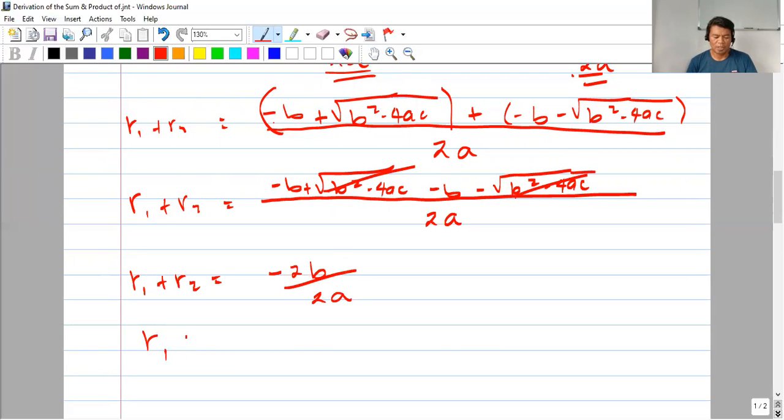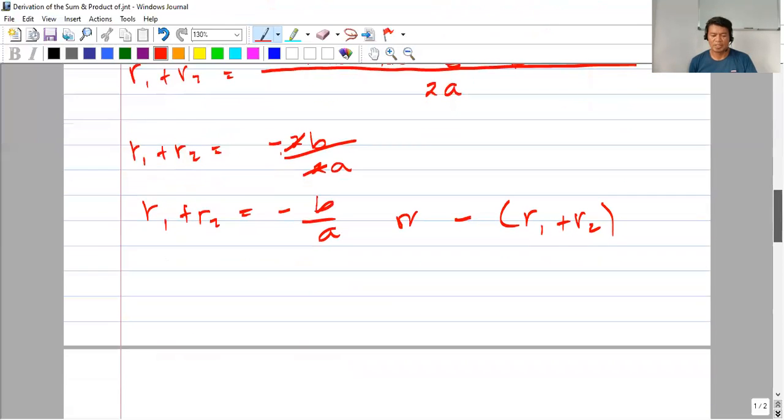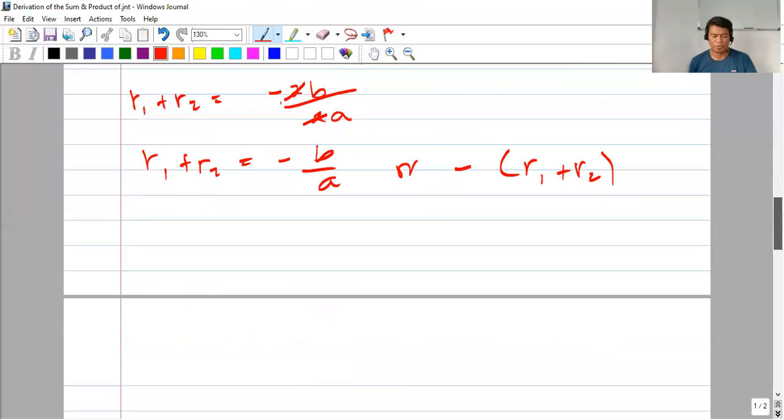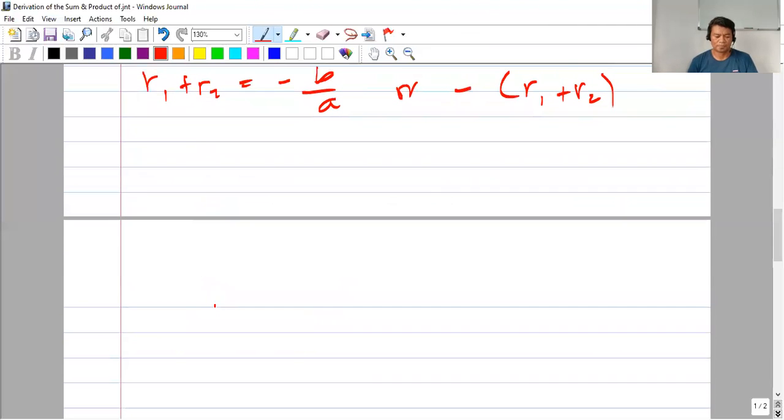So therefore, the sum of the two roots based on our quadratic formula is given by negative b over a, since we can cancel out the 2. So what is left is negative b over a. That is our sum of the roots of a quadratic equation.